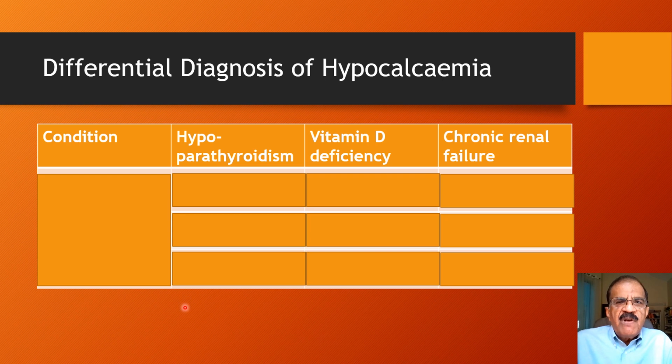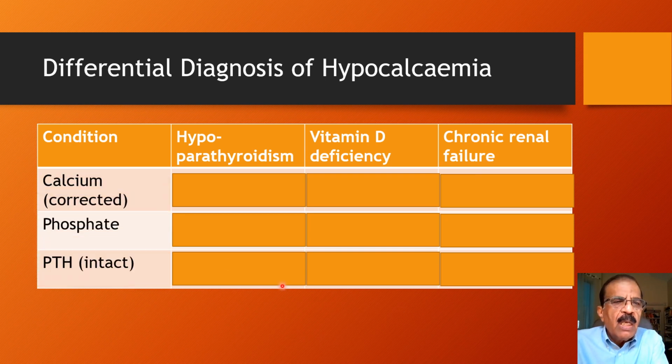Just like we discussed the differential diagnosis of hypercalcemia, we are going to discuss the differential diagnosis of hypocalcemia. Now, these are the conditions listed here, and we are going to differentiate between hypoparathyroidism, vitamin D deficiency, and chronic renal disease. If you remember one of the previous slides, I mentioned these are the three common causes of hypocalcemia. Now we will measure calcium, and then we will make appropriate correction if the patient also has hypo or hyperalbuminemia. We will always measure phosphate, and we will also measure intact parathormone.